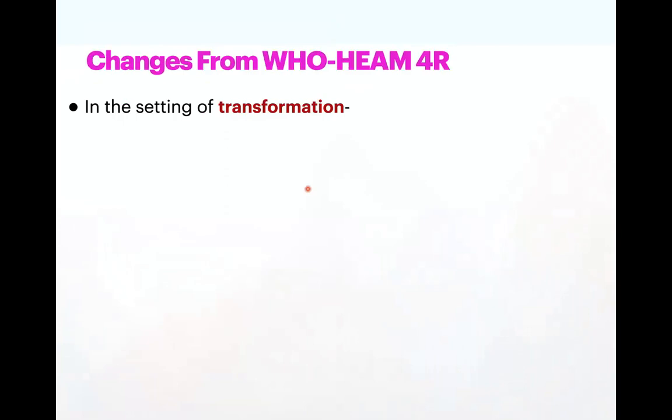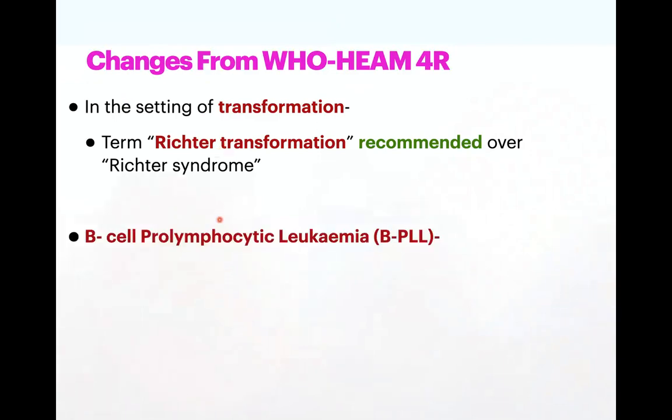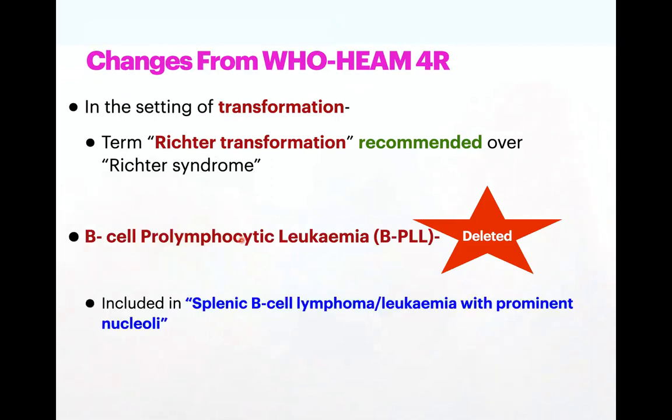In the setting of transformation, this article says the term Richter transformation is recommended over Richter syndrome. While B-cell pro-lymphocytic leukemia, this entity is deleted, and it is now included in splenic B-cell lymphoma leukemia with prominent nucleoli. That is a new addition to the WHO 5th edition. The cases of B-cell pro-lymphocytic leukemia which are CD5 negative have been classified as splenic B-cell lymphoma leukemia with prominent nucleoli.